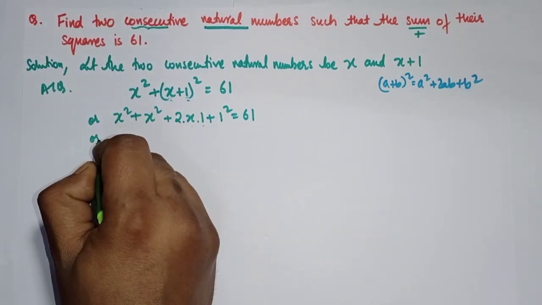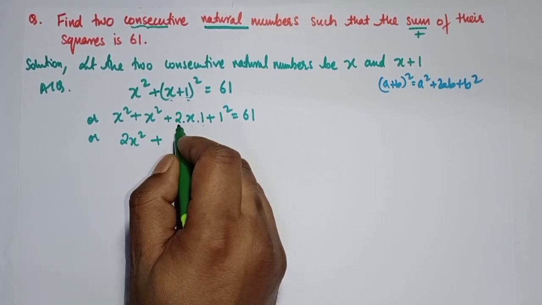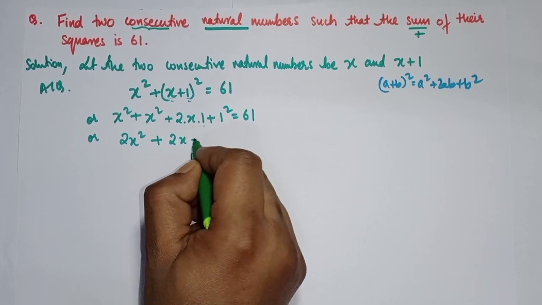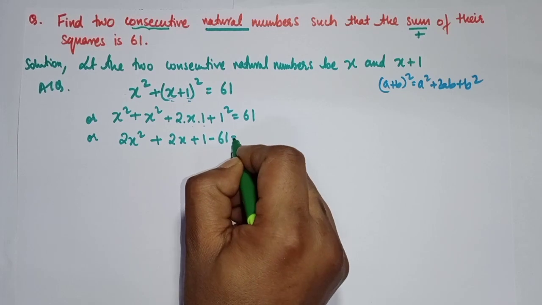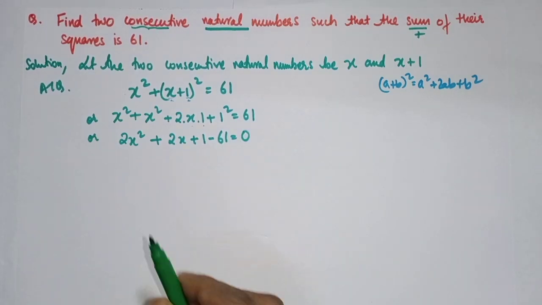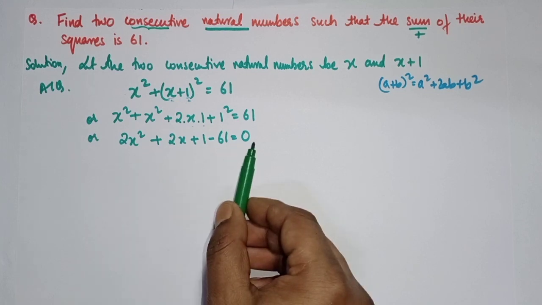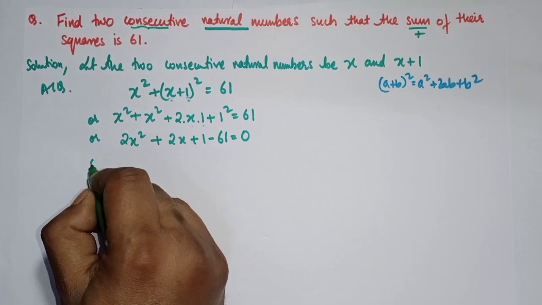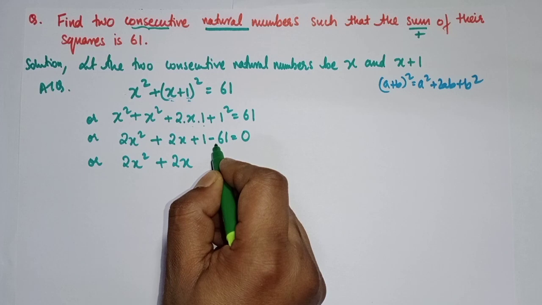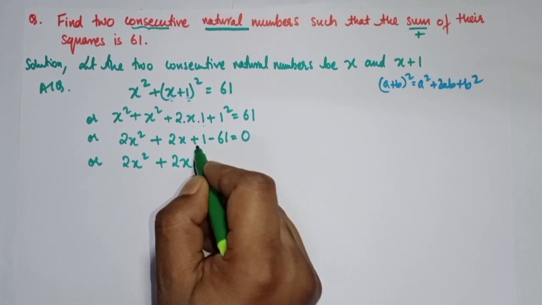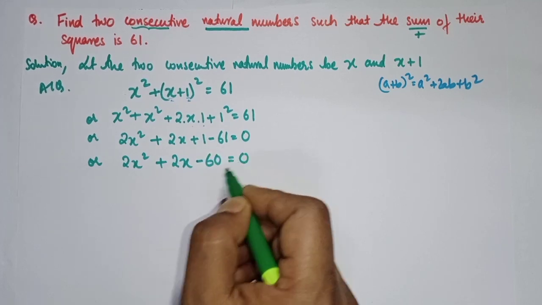So now what can I do here? x square plus x square is 2x square, plus 2 into x, 2x, plus 1 square is 1. This 61 I'll bring to this side, so minus 61 equals to 0. The standard form for a quadratic equation is that everything you bring to the left hand side and the right hand side has to be 0. So now it will be 2x square plus 2x, plus 1 minus 61 is minus 60, equals to 0.